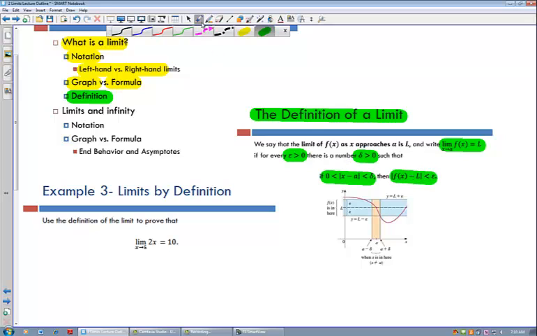What you need to notice here, and you may not have thought about before, is that absolute value is really a distance function. It's just saying the distance from x to a being less than some number will then imply that the distance from the value of the function to L is going to be less than epsilon. And there's a picture down here, and this is what the definition of a limit really is.